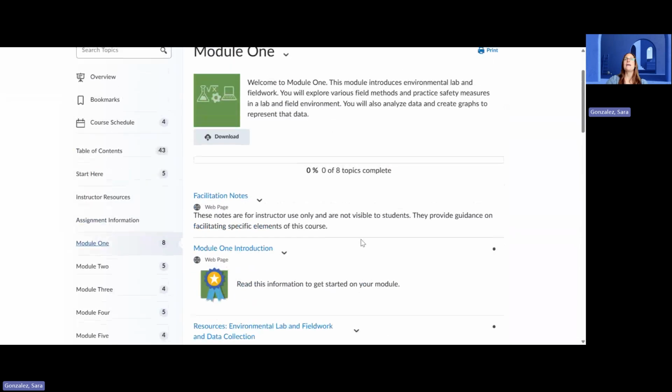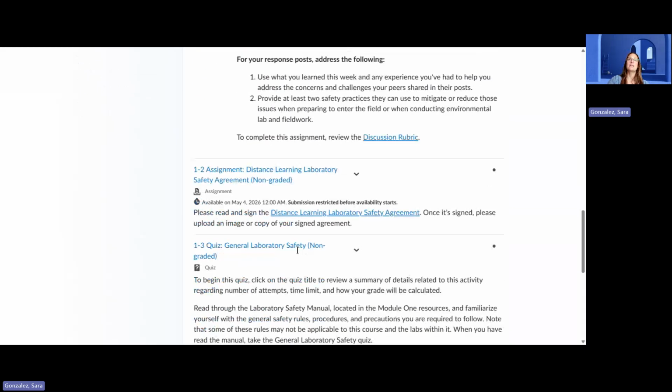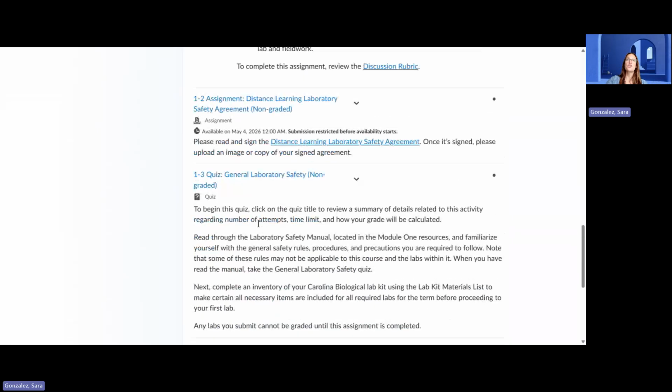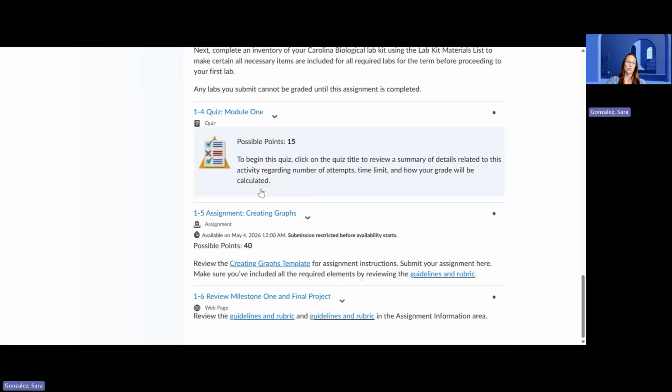And again, just to recap what is due for this week: for your discussion, your initial post is due on Thursday and your 2 follow-up responses are due on Sunday. Your lab safety agreement and the lab quiz are also due Sunday, but those 2 are non-graded. Your graded quiz for Module 1 and your creating graph assignment are also due on Sunday, but those are graded. And then reviewing the upcoming final project in Module 1.